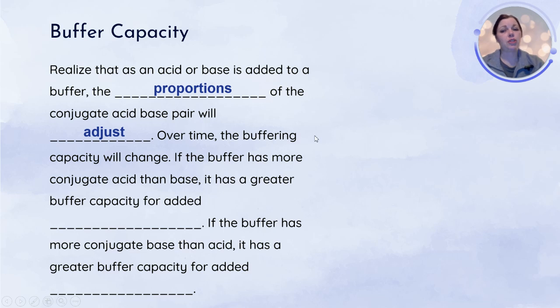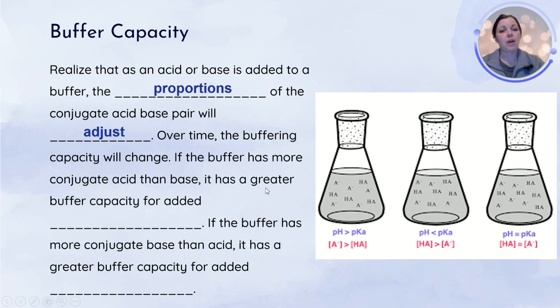If the buffer has more conjugate acid than base, it has a greater buffering capacity for added base, right? Because if this is the situation here, no, sorry, this is flipped. If this is the situation here and you have a greater concentration of conjugate acid, then it can accept more base because it has an excess of conjugate acid to react with the base. Now, if the buffer has more conjugate base than acid, which is what we see here, then it has a greater capacity for acid, right? And you can just kind of reason through that, okay?